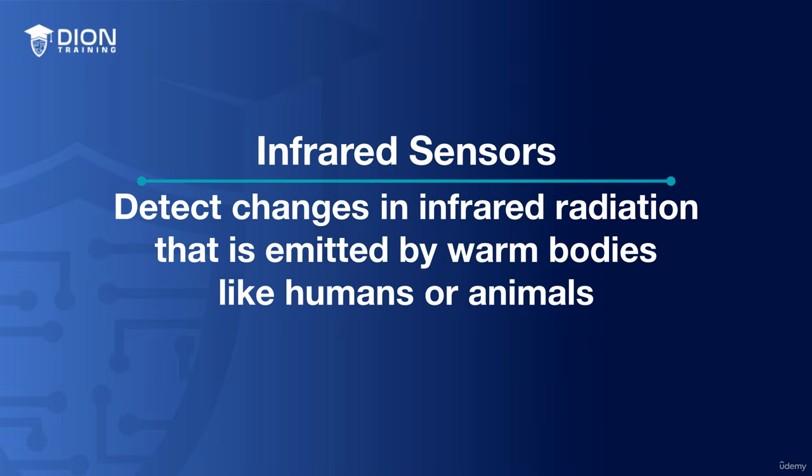Now, infrared sensors are used to detect changes in infrared radiation that's often emitted by warm bodies like humans or animals. If somebody enters the detection zone, the change in infrared radiation is going to trigger the sensor. Infrared sensors are especially effective in low light or dark conditions where it's hard to visually see if an attacker is there.